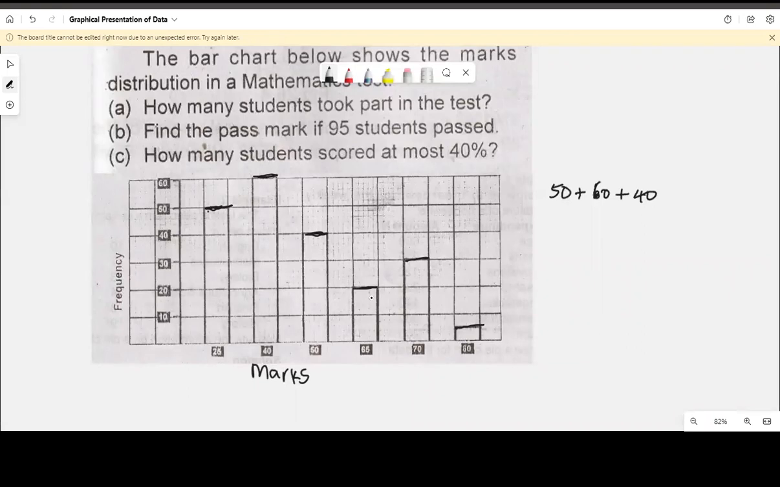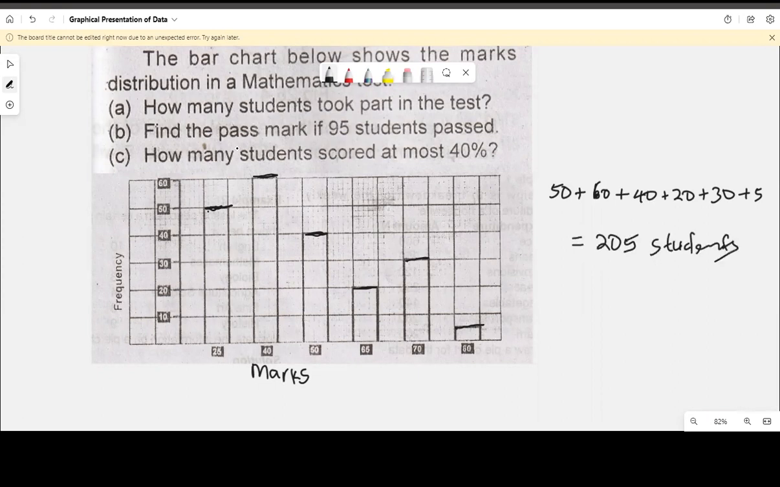How many score 65? That is 20 students. How many score 70? 30 students. And finally, how many score 80? That is 5 students. So the total number of students that took part in the test, we obtain that by adding all of these numbers together. This plus this, that is 150, 170, 205. So 205 students took part in this test.